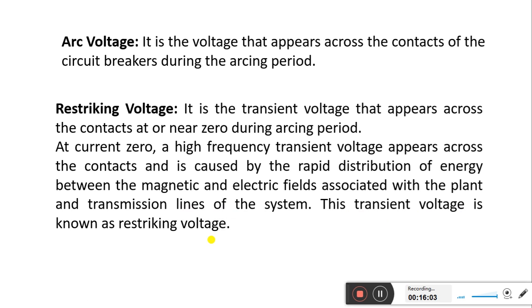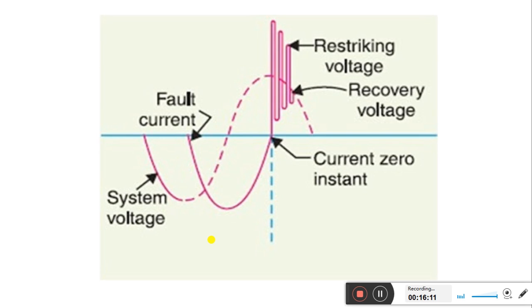We will see with the help of a diagram, a waveform, what the restriking voltage is and what the arc voltage is. Let us see, this is the waveform which has been shown here. This waveform is indicated as the system voltage, that is, the normal system voltage applied to a circuit breaker, and this is shown as the fault current. This is the fault current.